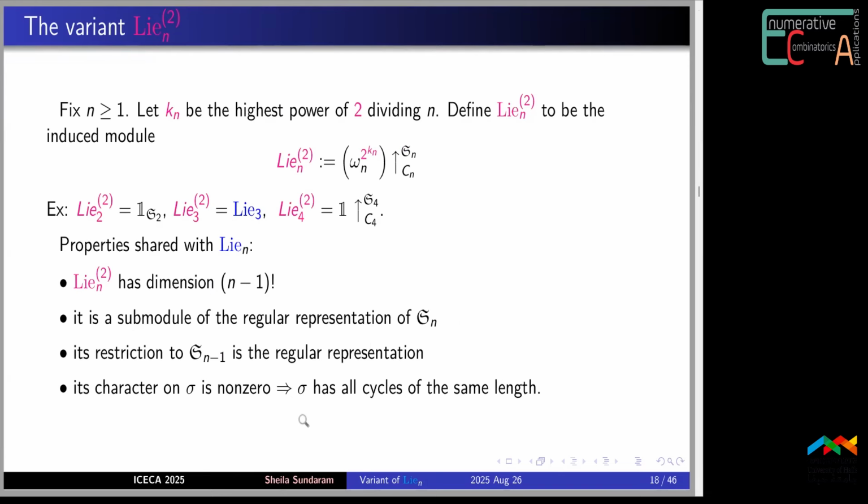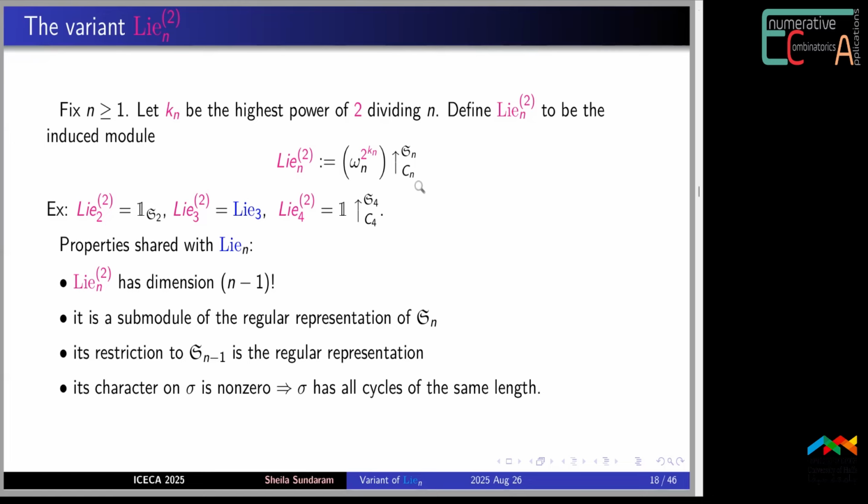Okay, so now finally I come to the variant that I want to introduce. This is going to seem a little strange, so I think it was all the more surprising to me that it had these nice properties. I'm going to let K_n be the highest power of 2 that divides n, and I'm going to define Lie_n superscript 2 to be this induced module.